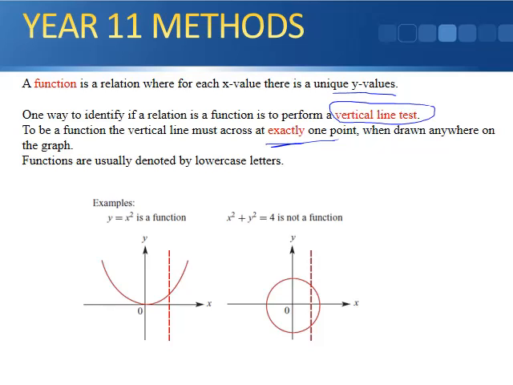So here we've got an example of y equals x squared, which is a parabola, and I draw this dotted line anywhere, and it crosses once, so that means it's a function. While this one here, x squared plus y squared equals 4, is a circle, and when I draw my dotted line anywhere, I don't get a function because it crosses more than once.